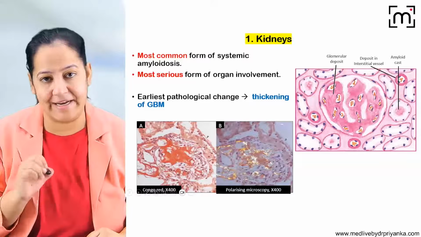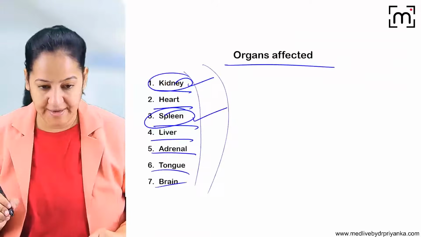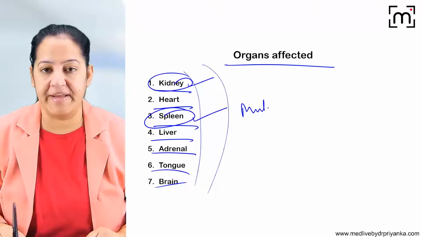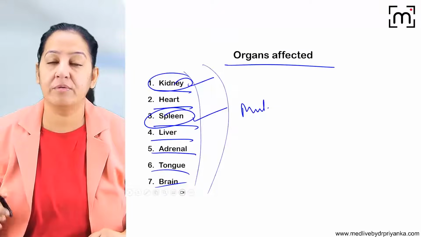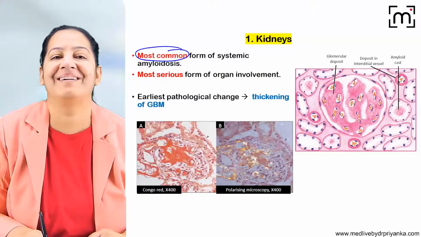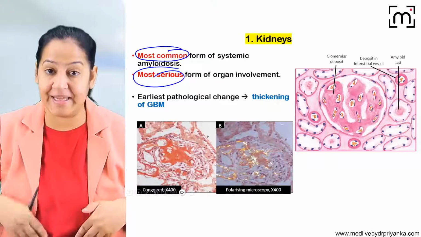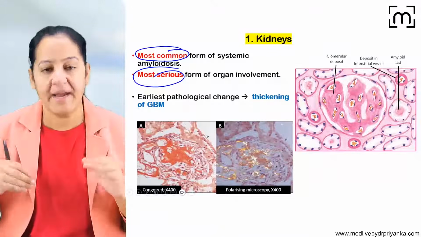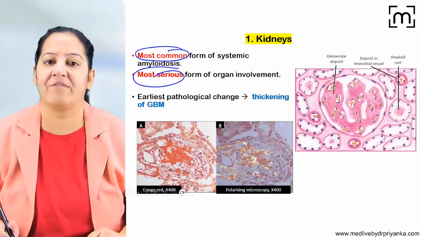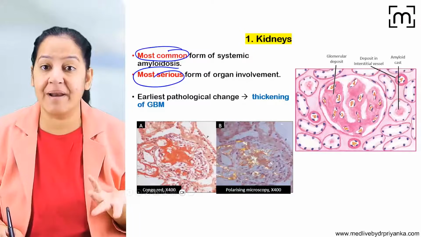Let's start with amyloid kidney. As I told you, amyloid gets deposited in multiple organs of the body. It's a systemic disease. The kidney is the most common organ involved and it's the most serious organ involved. Most commonly, amyloid is deposited in the kidney throughout the body. So in the kidney, where does the amyloid get deposited?